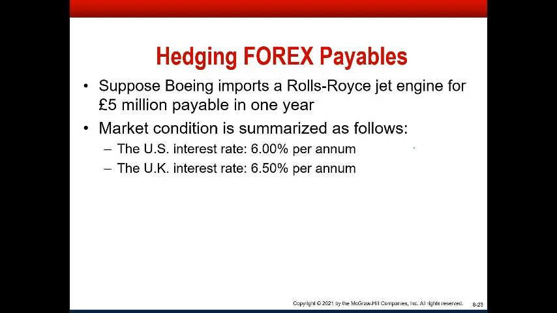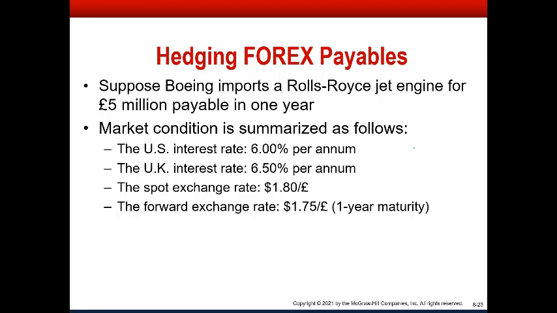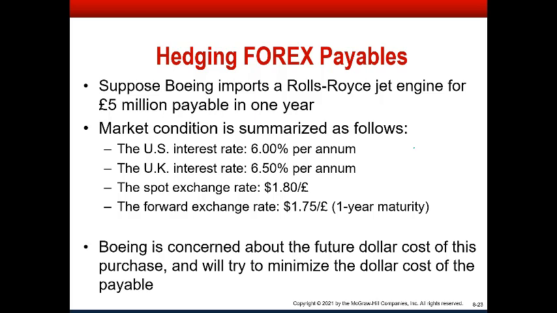The US interest rate is 6%, the UK rate is 6.5%, the spot exchange rate is $1.80 per pound, and the forward exchange rate is $1.75 per pound. Looks like covered interest parity is holding there. All right, so Boeing is concerned about the future dollar cost of this purchase. They don't have to pay it for 1 year. So what should they do?